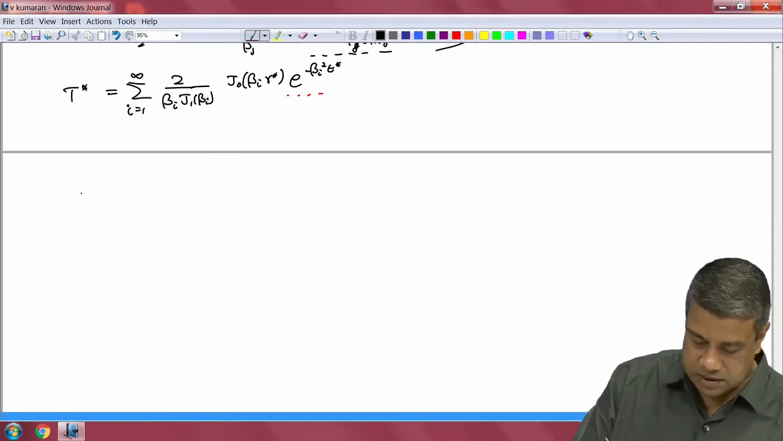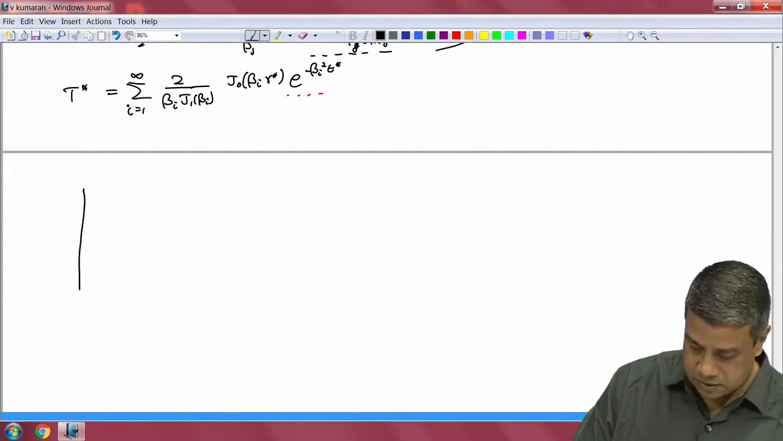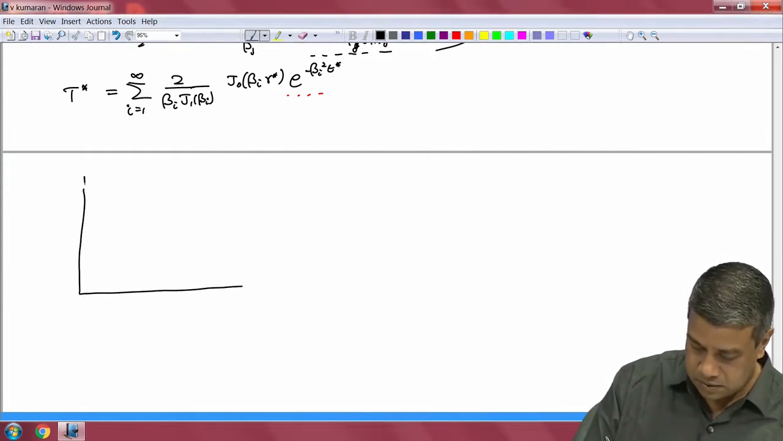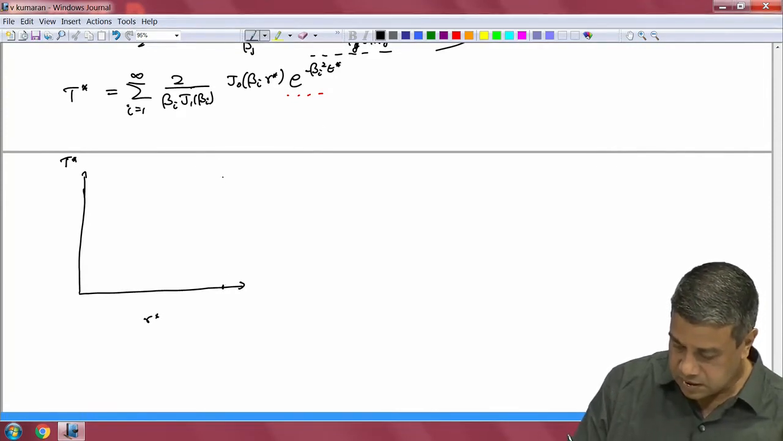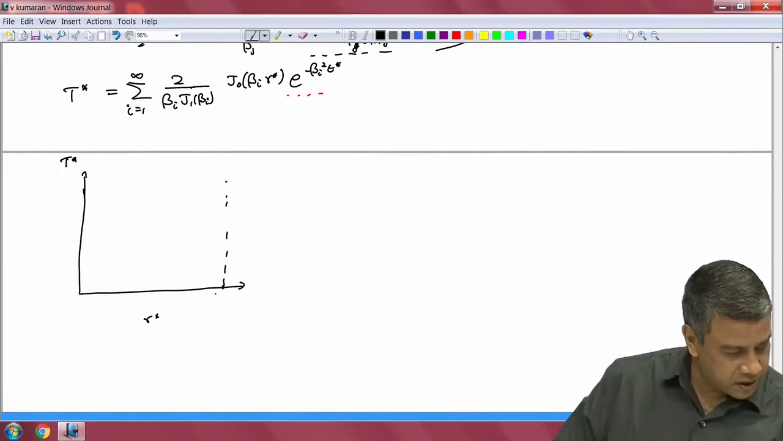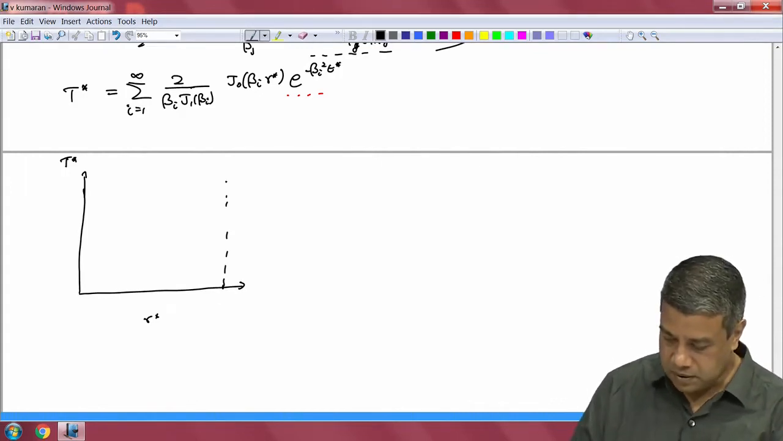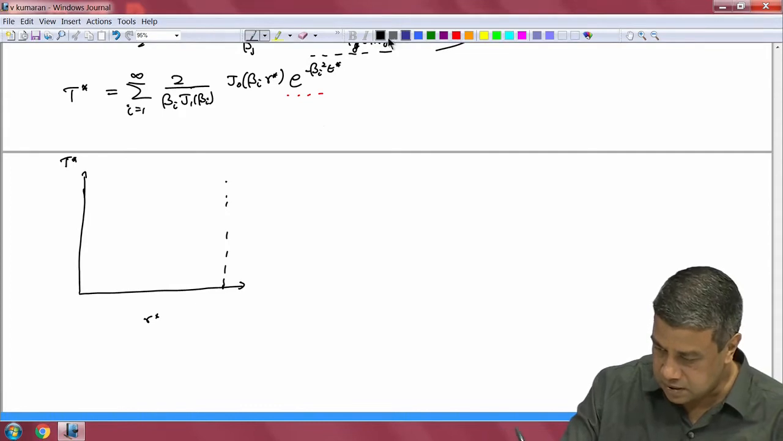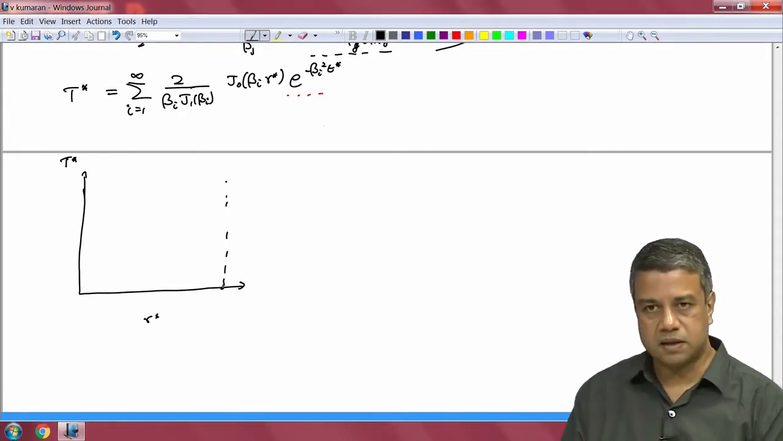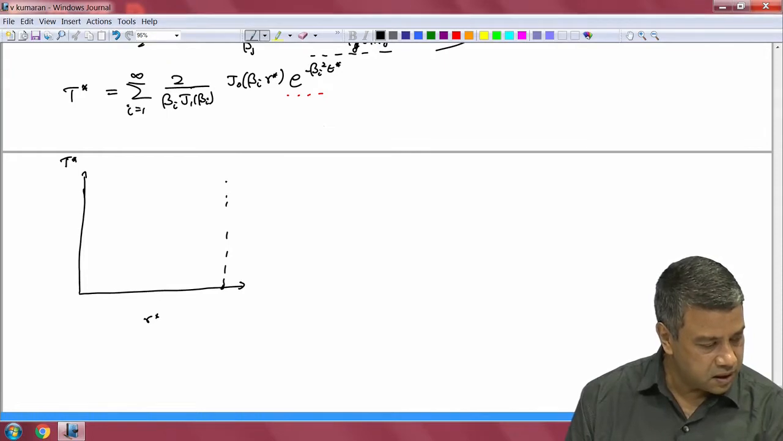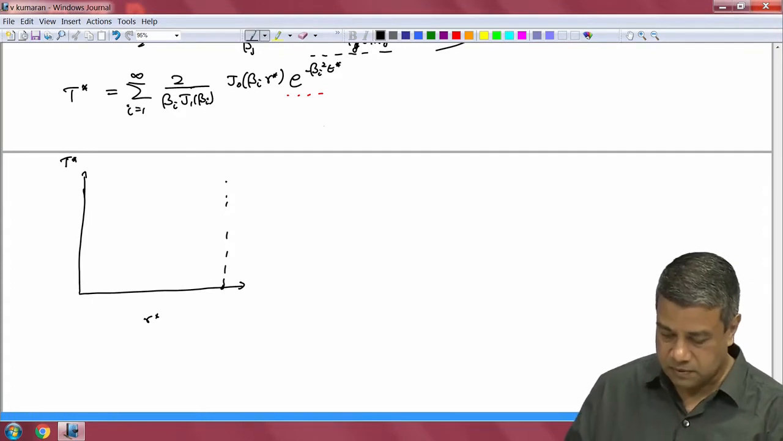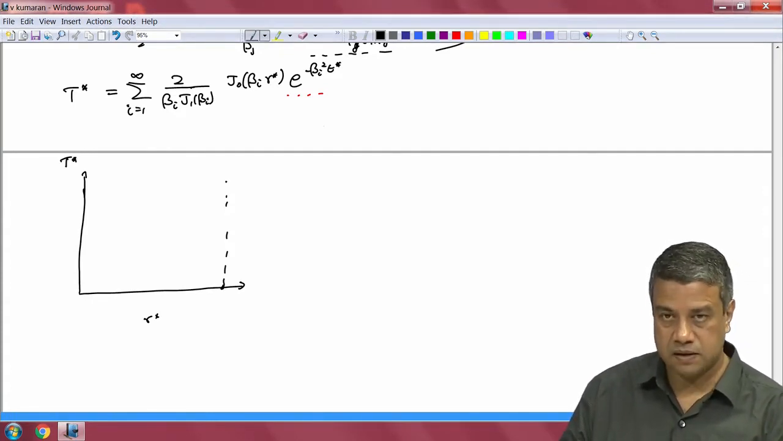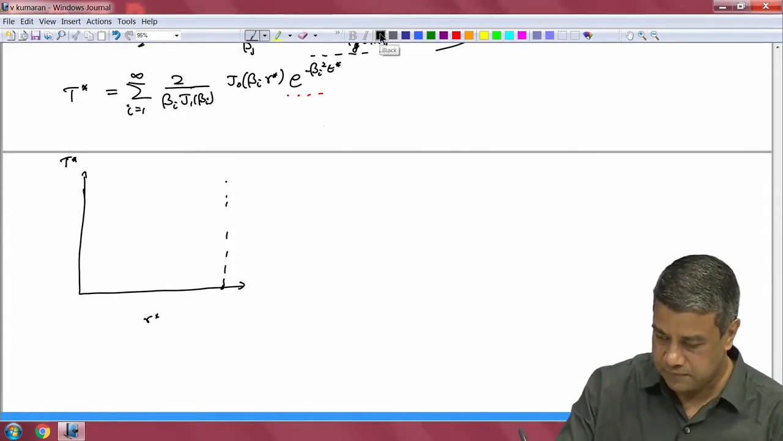So, in this case, let me plot T star versus R star. This is R star equal to 1, where T star has to be equal to 0 at this location. And then you have, at different values of R star, the temperature profile for different values of t star.